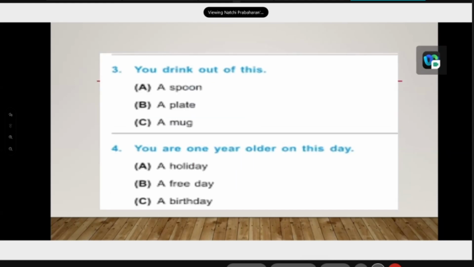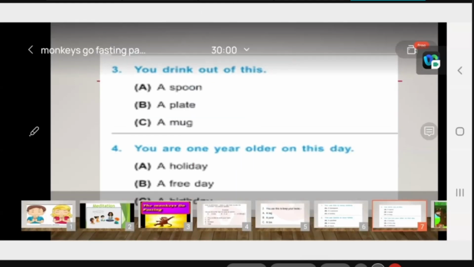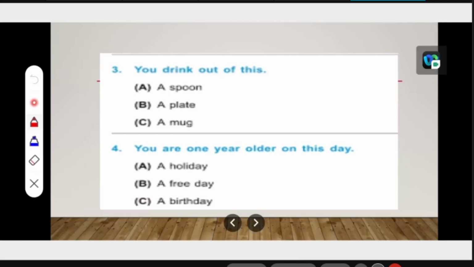You drink out of this. The options given are: the A option is a spoon. Do we drink with a spoon? The B option is a plate. And the C option is a mug. What is our correct answer, children? Yes, a mug, right? Okay, super.